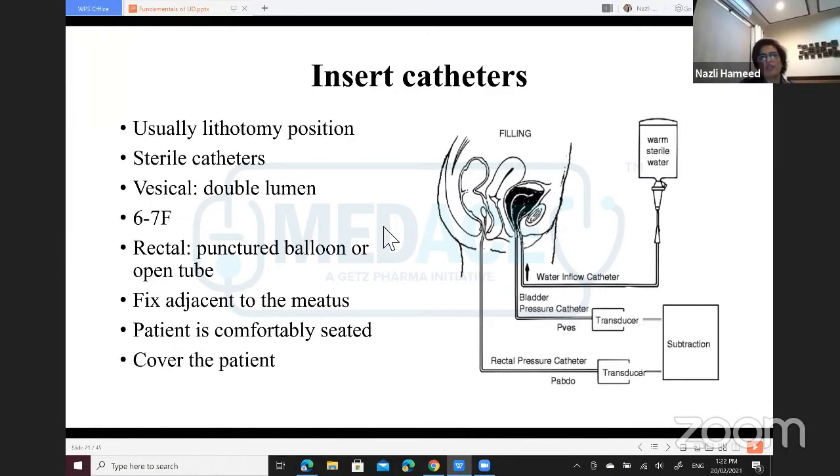We generally perform the test in the lithotomy position, and sterile catheters are used. For the bladder, we use a double lumen catheter of 6 to 7 French. For rectal pressure, we prefer a punctured balloon, which is just an attempt to reduce any false abdominal pressure from a filled balloon. We fix the transducers adjacent to the meatus. The patient is comfortably seated and then covered.